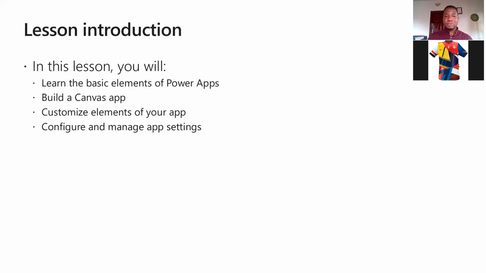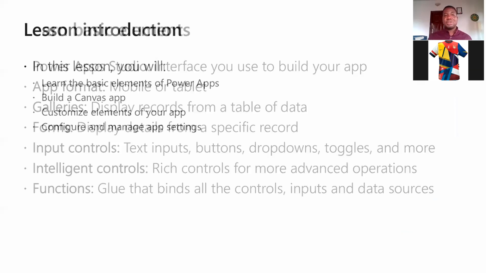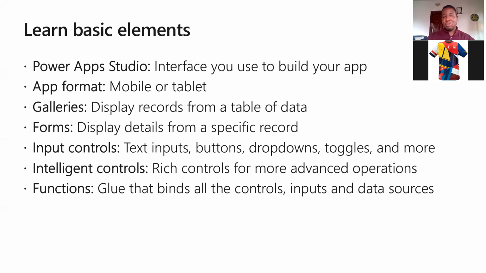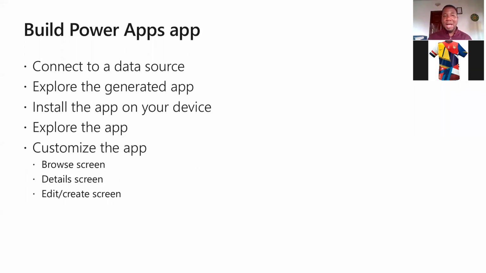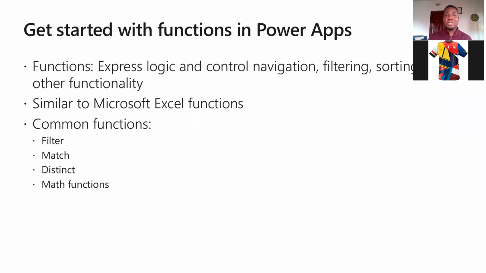So, like I said, we'll be focusing more on Canvas apps. These are the basic elements. I'll walk you through the studio, the galleries, forms, input controls, intelligent controls, and functions. We'll get through all of that. So we'll build the Power App, connect to a data source, explore the generated app, install the app on the device, explore the app, and go on. All right. So now, these are different functions.